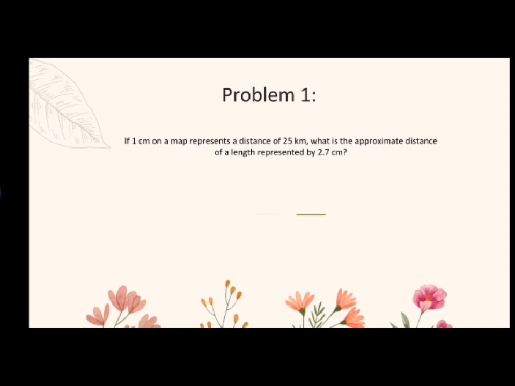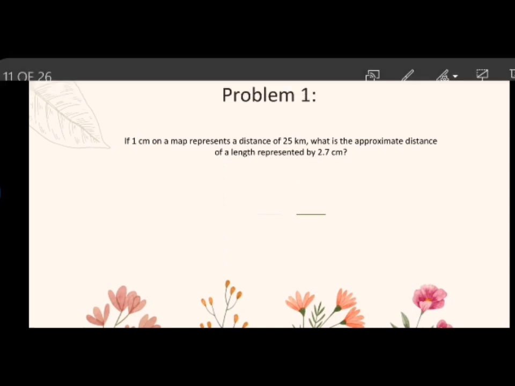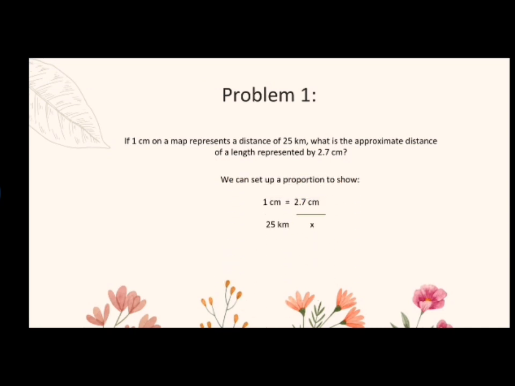If 1 centimeter on a map represents a distance of 25 kilometers, what is the approximate distance of a length represented by 2.7 centimeters? So how do we solve this? We can set up a proportion to show it. So 1 centimeter over 25 kilometers equals 2.7 centimeters over x.